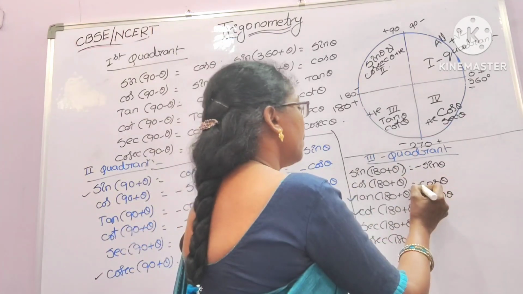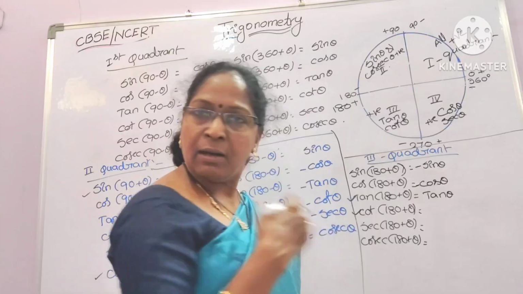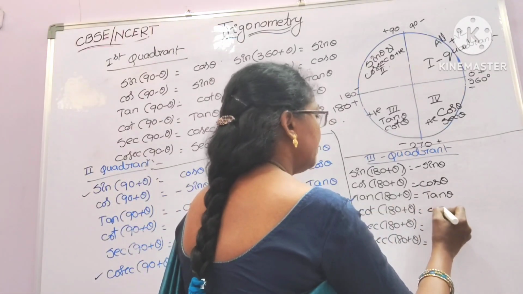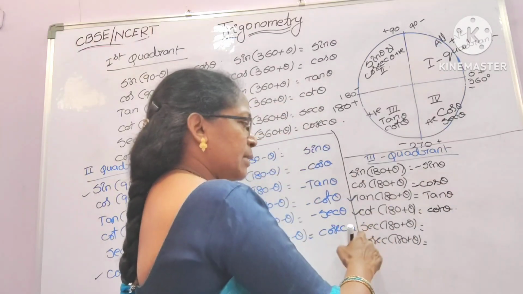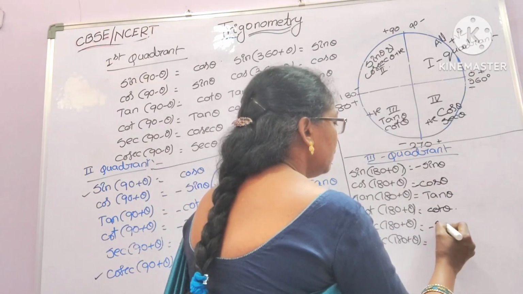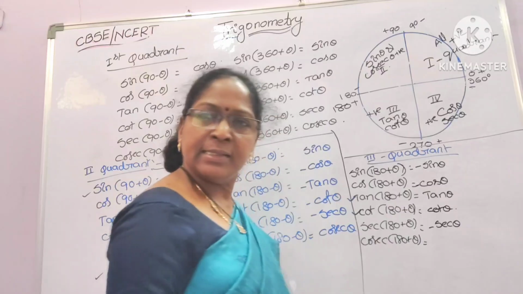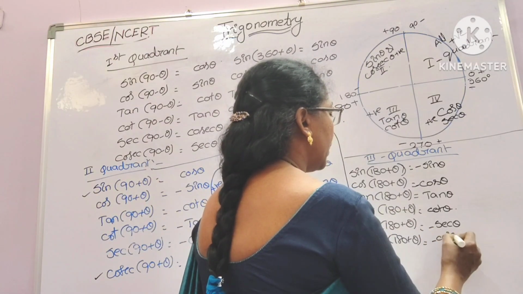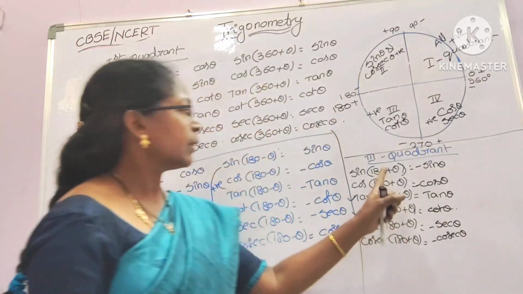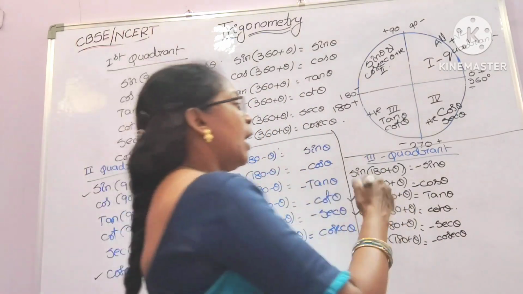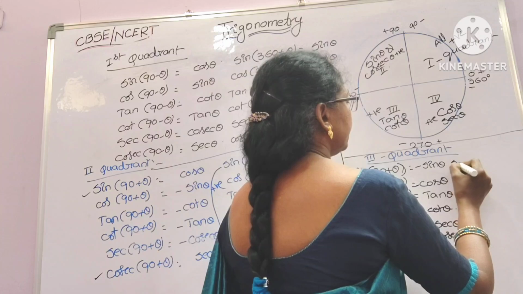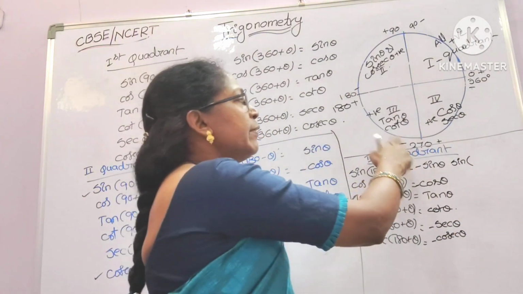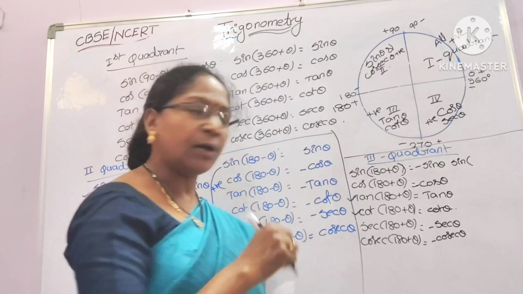Like that, cos becomes minus cos theta. Tan and cot, only these two are positive. So write here: tan 180 plus theta equals tan theta, cot 180 plus theta equals cot theta. Secant 180 plus theta equals minus secant theta. And cosecant 180 plus theta equals minus cosecant theta. This is one conversion. And one more thing here: 270 minus theta also comes under the third quadrant.